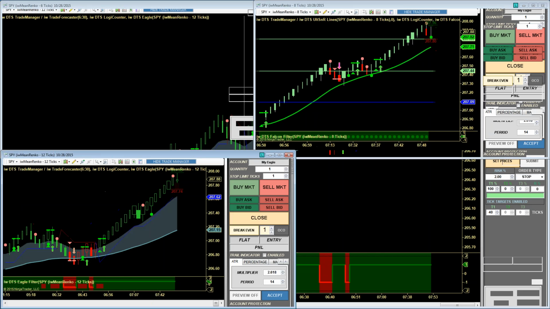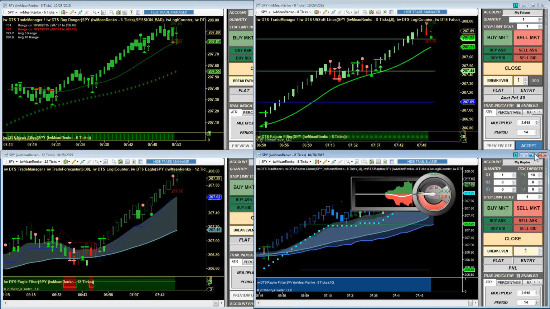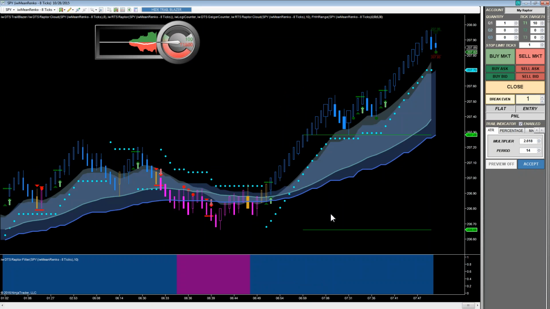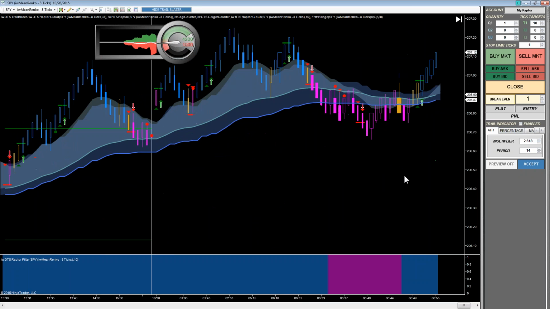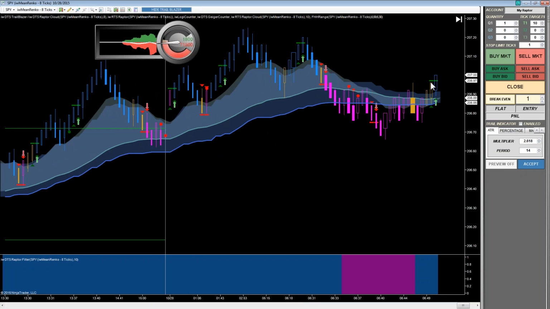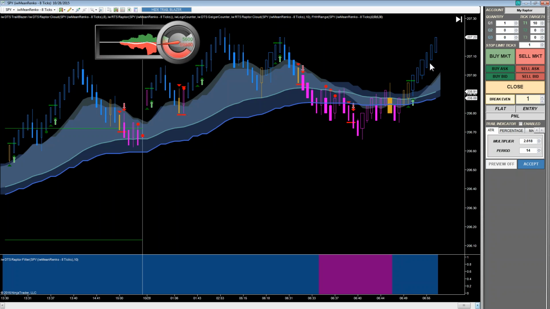All right, and the Raptor. Again, this signal here is easy to see in hindsight, but would not have been quite as easy to take real time. You did get the failure, the test of the extreme, the trend change. I would have been anticipating some sort of signal to print right about here as we get back to these highs, some sort of cloud support.